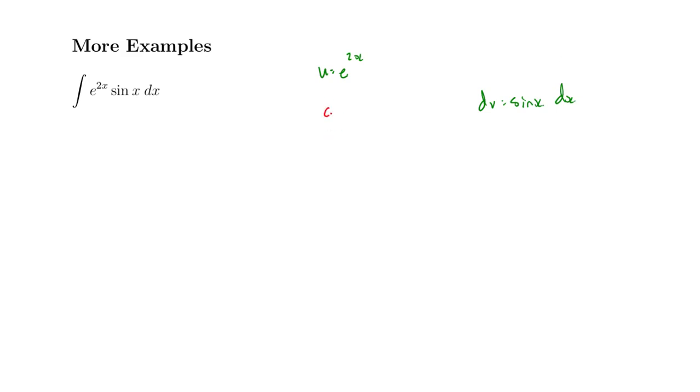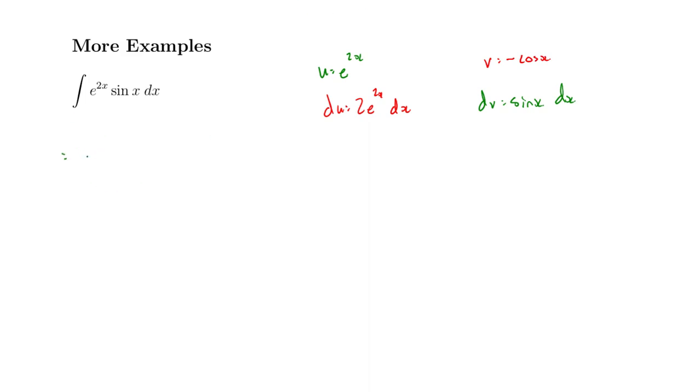All right, so we need to find du and v. Du is going to be 2e to the 2x. My antiderivative of the sine function is going to be negative cosine of x. All right, so let's start putting this thing together.